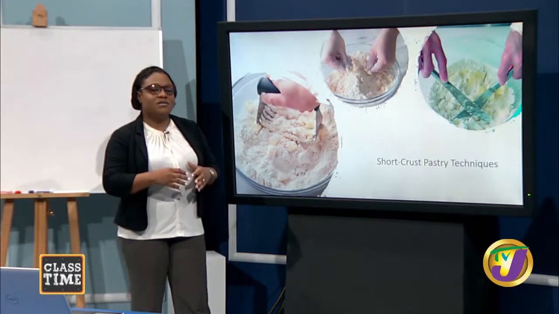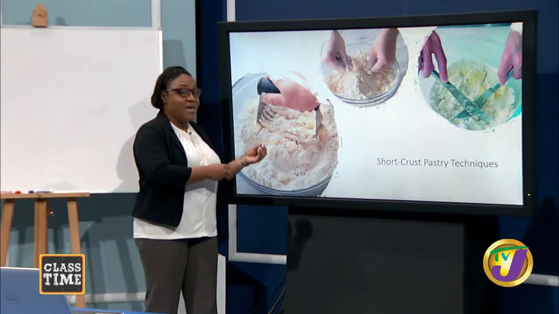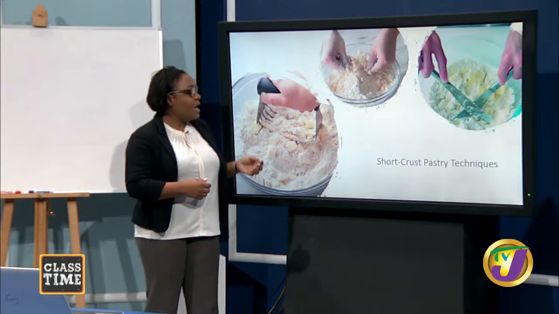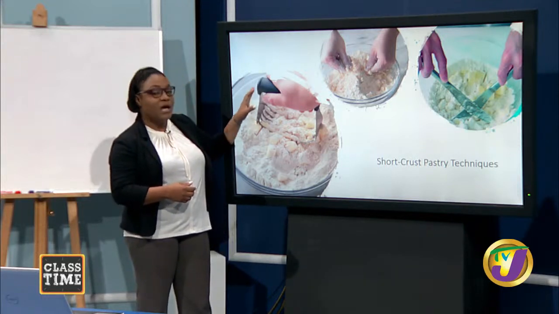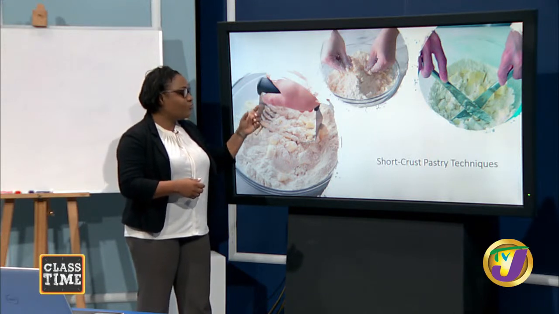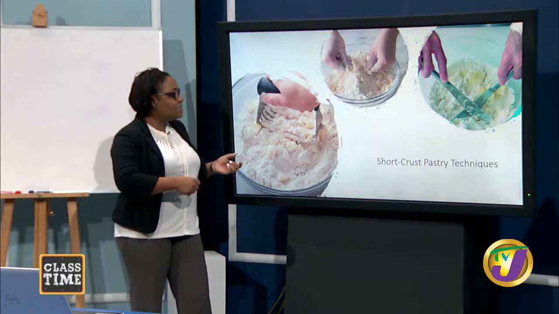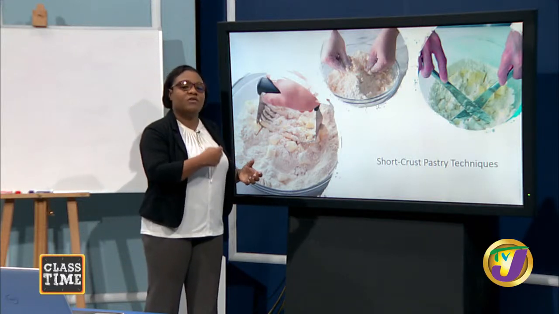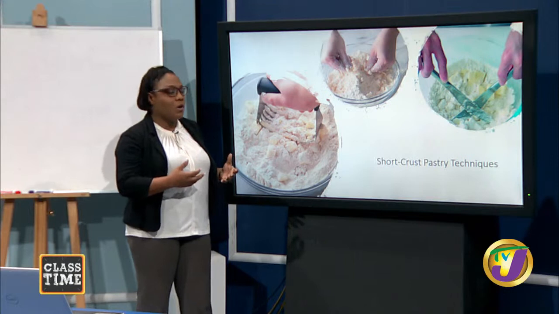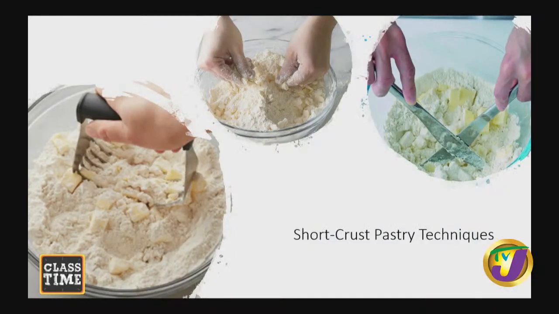Now there are different utensils you can implement to actually make short crust pastry. One such instrument is a pastry blender. The pastry blender will have about 4 grooves on it, and it's very thin. That is used to ensure that you cut the fat evenly into the flour. You want the fat to be distributed as evenly as possible when you're doing pastry making.